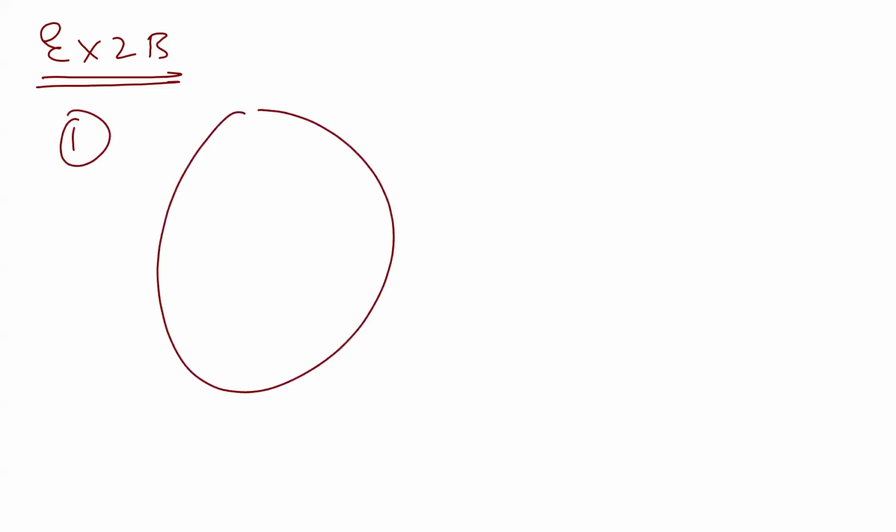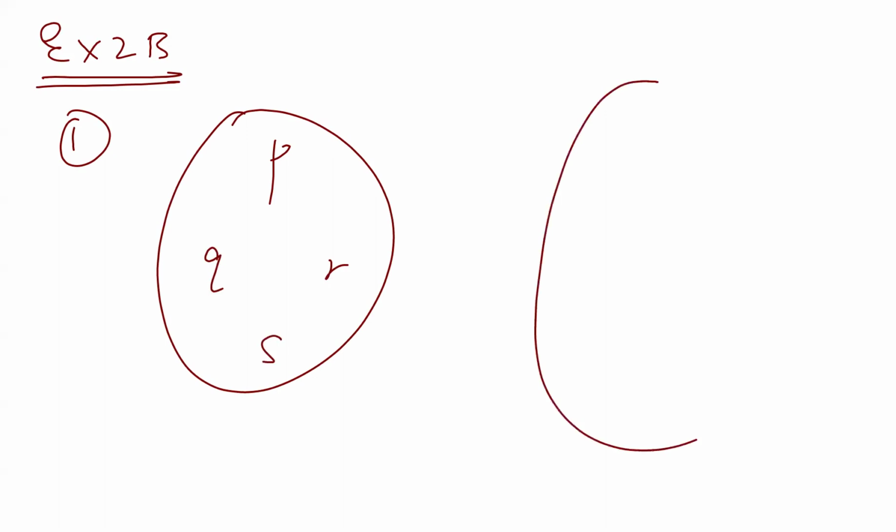So we are starting with exercise 2B of relations and functions. Okay, let us understand the first problem given over there. One diagram is given to you. They have given something like this: P, Q, R, and S. And the second set is 1, 3, 5, 7, 9.